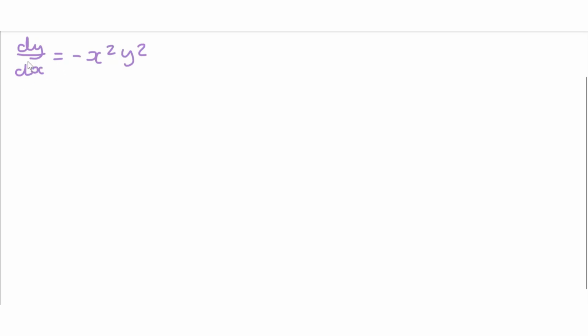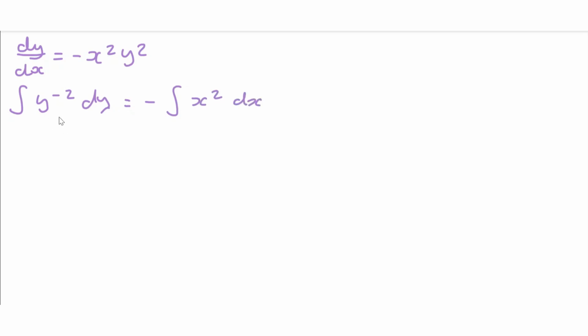Looking to solve this differential equation, we have dy by dx is equal to minus x squared y squared. The way we're going to solve this is with the method of separation. So I'm going to bring the y squared down here, dx up, and integrate. So that's going to give me the integral of y to the power of minus 2 with respect to y is equal to minus the integral of x squared with respect to x.